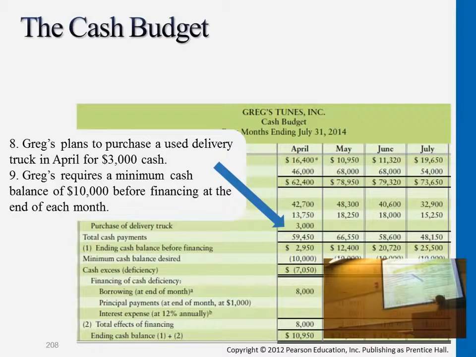Okay, so after borrowing $8,000, now the total cash balance they have is $10,950. This portion here, they're paying back that $8,000 on a monthly basis. They break it down to 8 installments. Every single month they're paying $1,000. They're also paying interest on it.